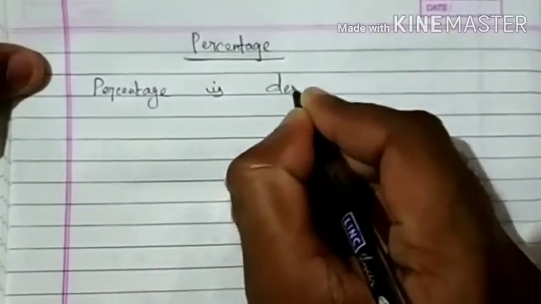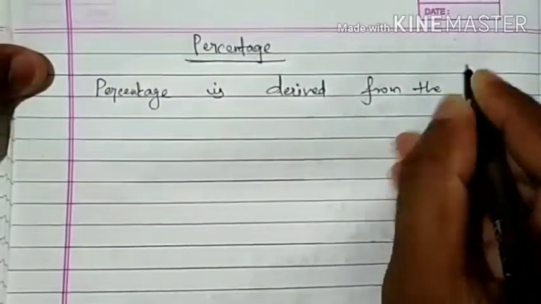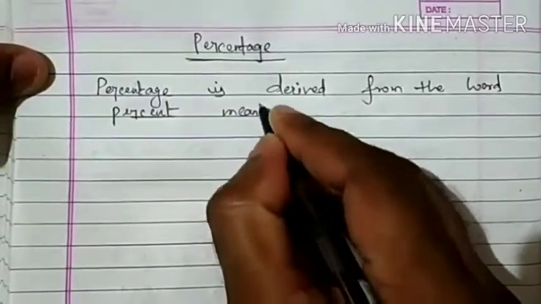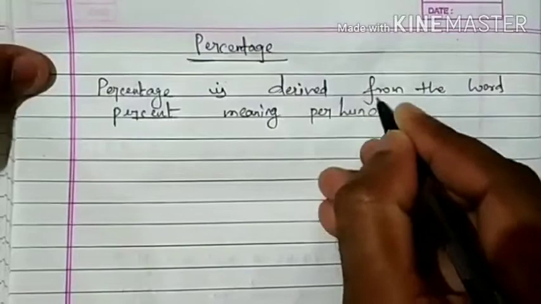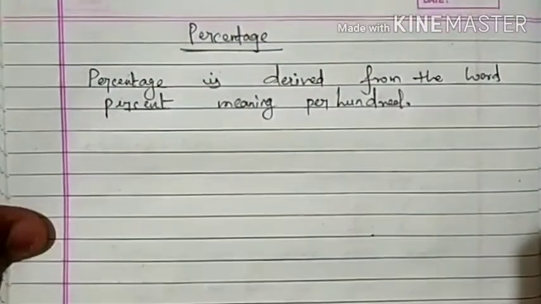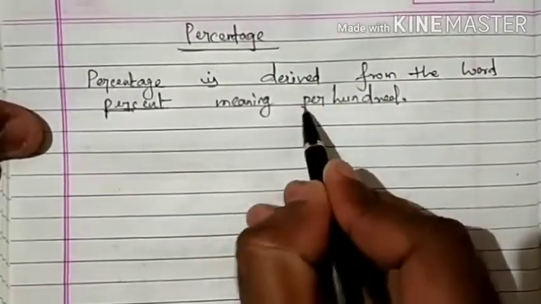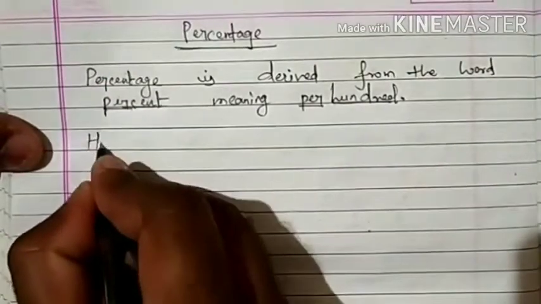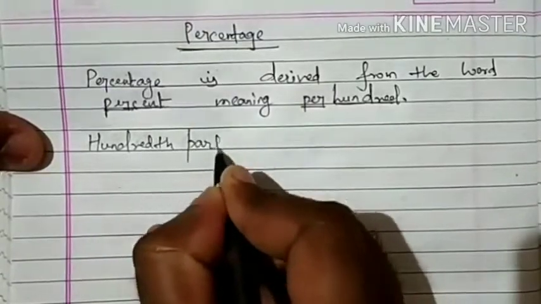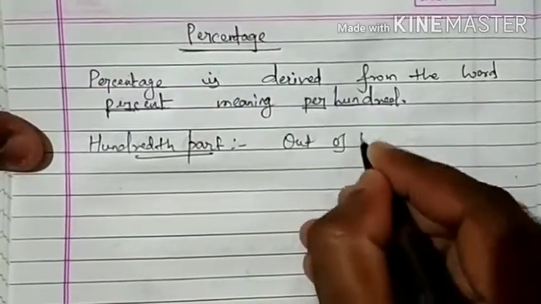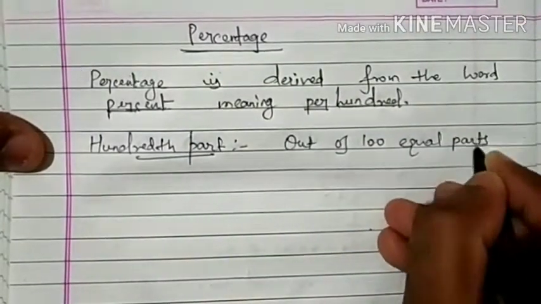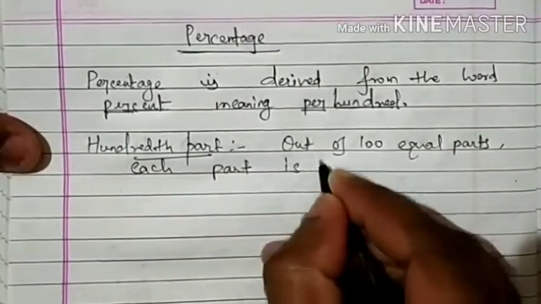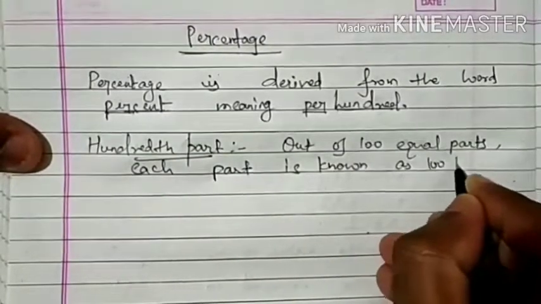Percentage is derived from the word percent, meaning per hundred. What is percentage? Percentage is derived from a word percent, which means per hundred. Per means per, and cent means 100. Now what does this 100th part mean? Out of 100 equal parts, each part is known as a hundredth part.